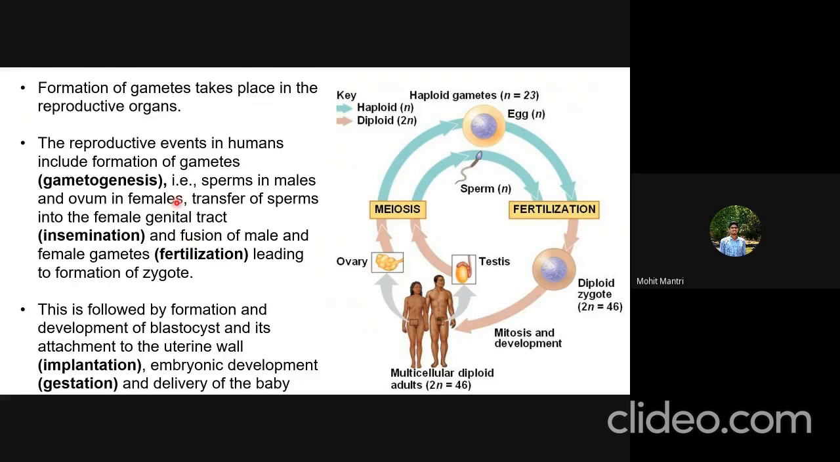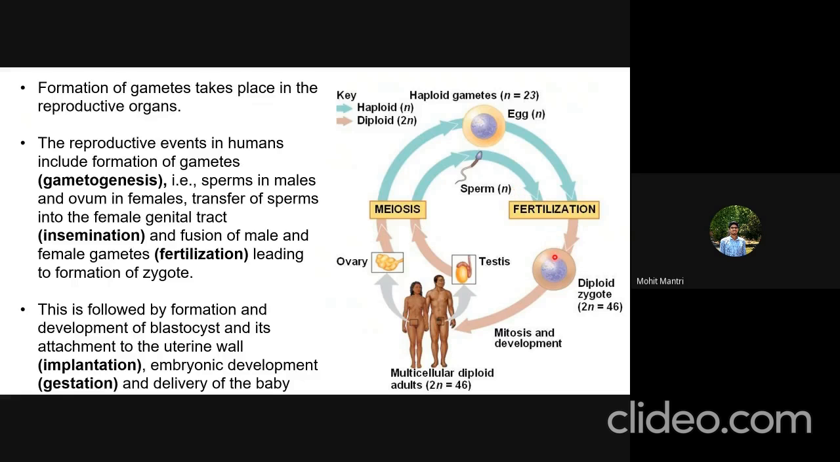And the reproductive events in human include first the formation of the gametes. This process is known as gametogenesis, in which the sperm is produced in the male and ovum is produced in the female. Later on, this sperm is transferred into the female genital tract, and this process is known as insemination. And inside the female genital tract, inside the fallopian tube of female, the fusion of male and female gamete takes place. This process is called fertilisation, and because of the fusion of these two haploid cells, a diploid zygote is formed.